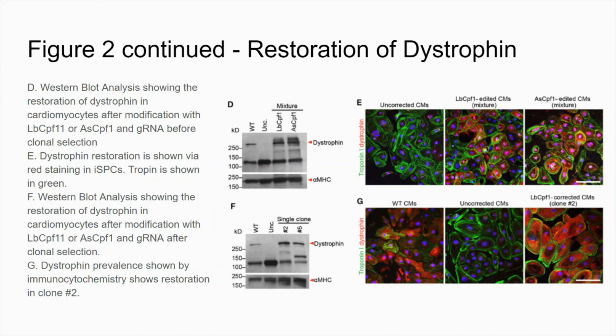Figures E and G are immunocytochemistry, and they are intended to show the restoration of dystrophin, with the red dye showing where dystrophin has been restored. As shown, it's not present in the uncorrected cardiomyocytes, but it is present in the wild type and those treated by the CPF1 splicing mechanism.